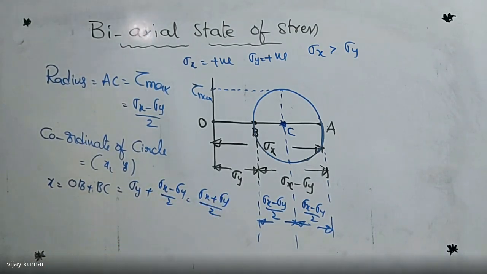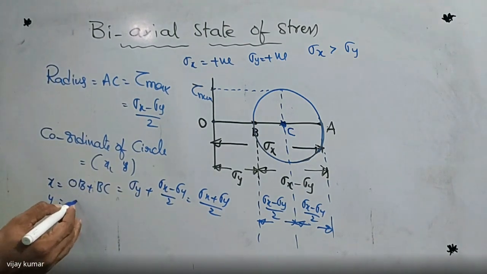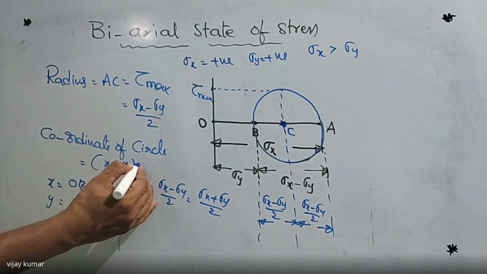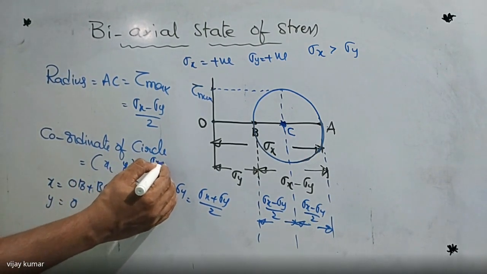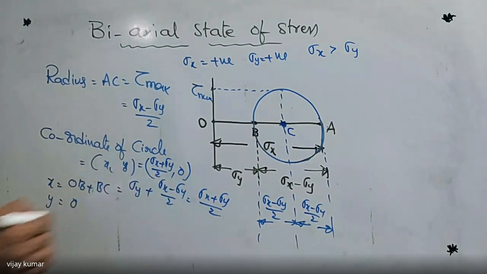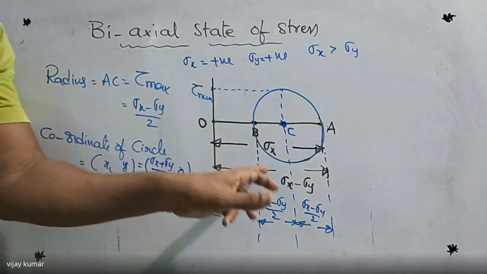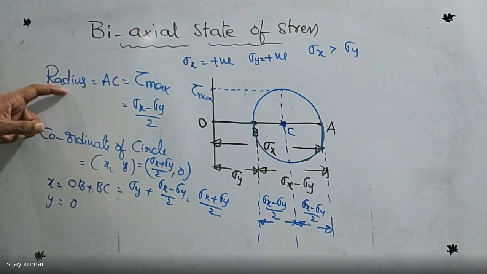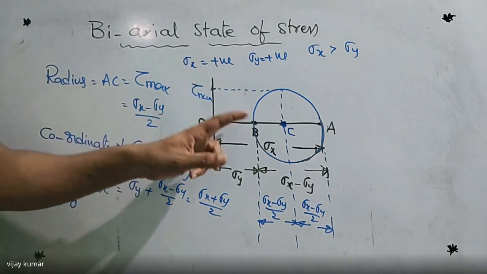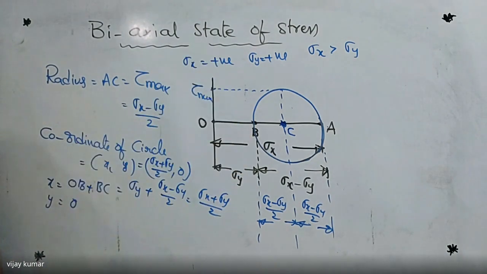Now, what is the y value? On the x-axis, y becomes 0. Then the coordinates of the circle are sigma x plus sigma y by 2 comma 0. Those are the coordinates of the circle. This is the Mohr circle diagram, this is the radius of the Mohr circle, and these are the coordinates of the Mohr circle in a biaxial state of stress where both are tensile.